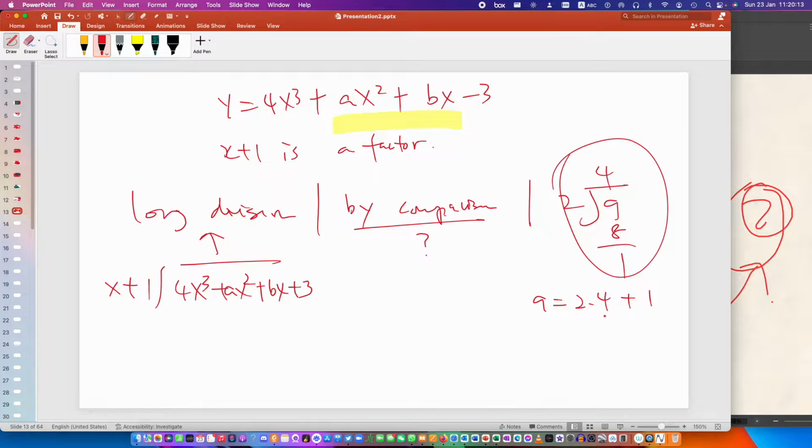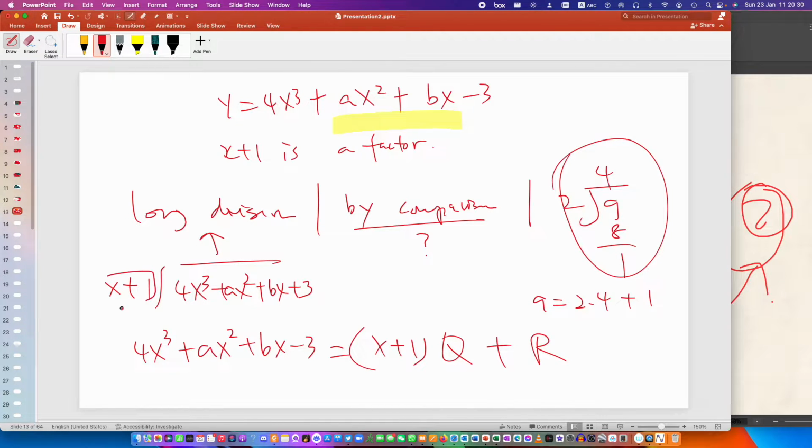Now, I don't need to tell you the name of each term. So if I put this into this format, this is my dividend, then my x plus 1. So I'm going to have a quotient and then I have a remainder, if I'm using this as a factor. Very clear?